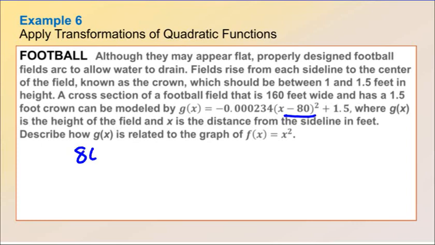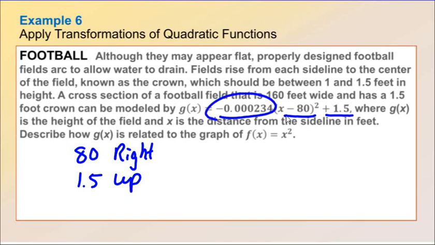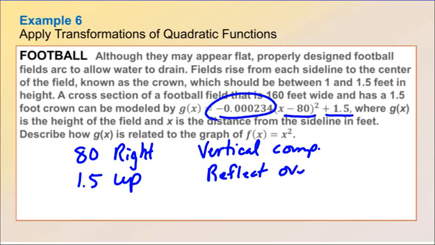So this means 80 to the right. 1.5 means 1.5 up. And then this tells us that it's on the outside, so this is a vertical change. Less than 1, so it's a vertical compression. And there's a reflection over the x-axis.